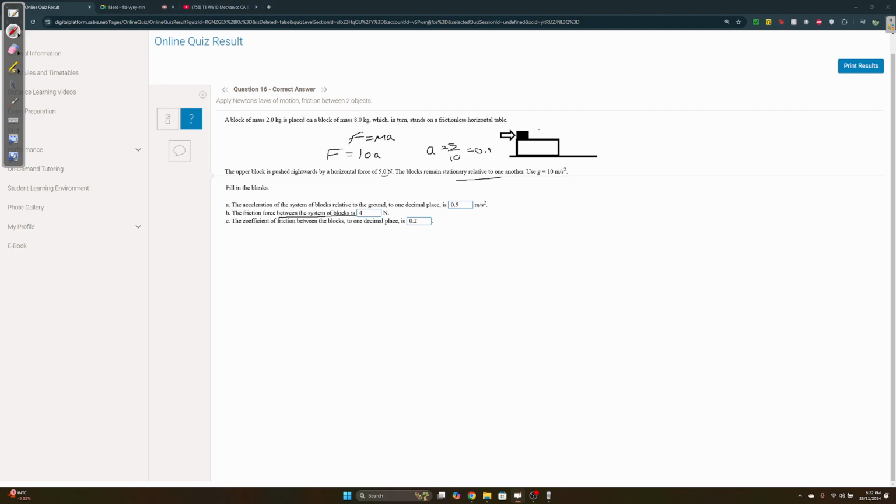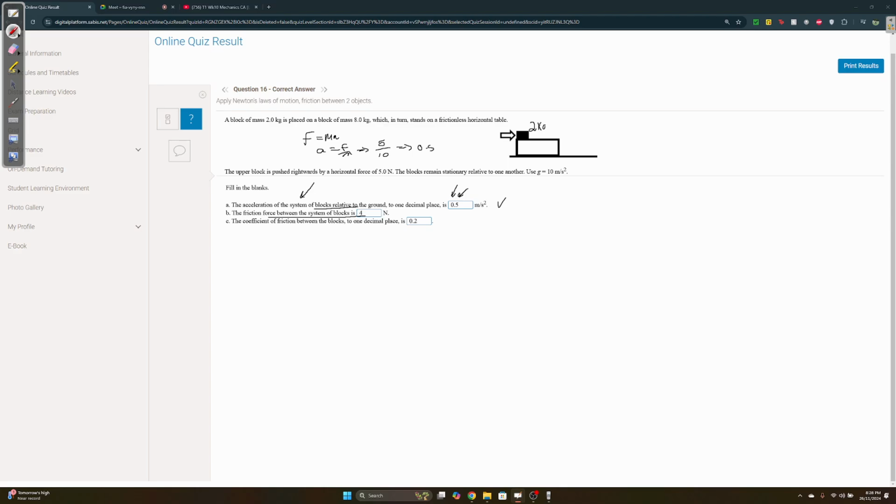The friction force between the system of the blocks is how much? I think I explained part A. The acceleration of the system of the blocks relative to the ground, you can use F is equal to ma. A is going to be equal to F over m, so it's going to be 5 over 10, which is 0.5. That's easy. So it's accelerating at 0.5. Next, the friction force between the blocks.